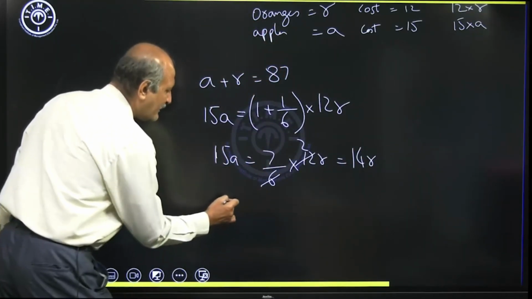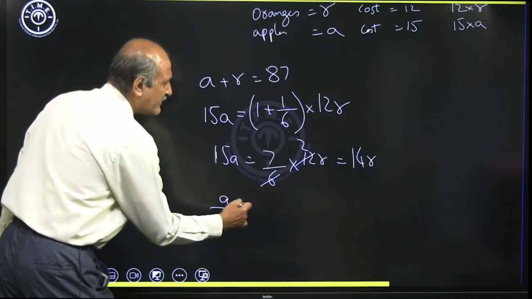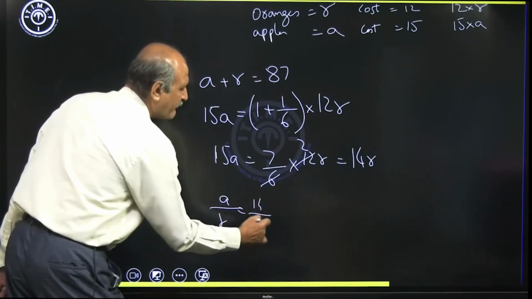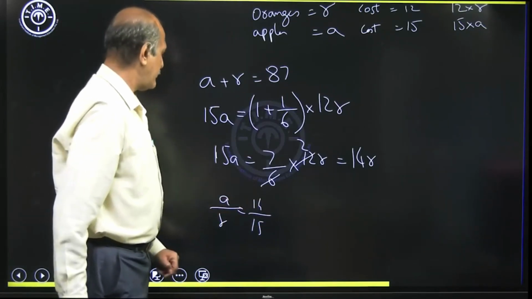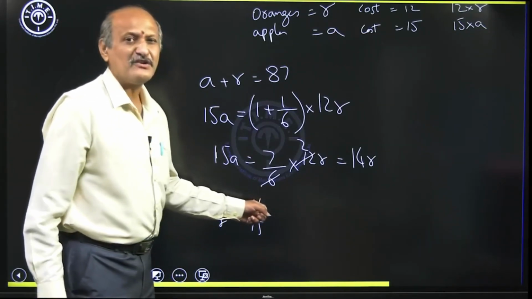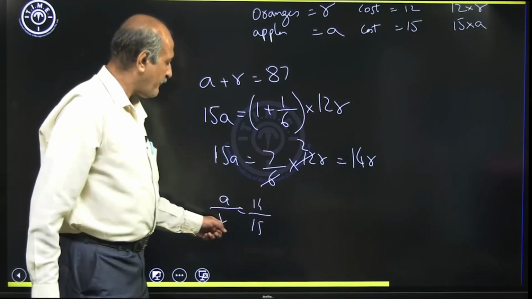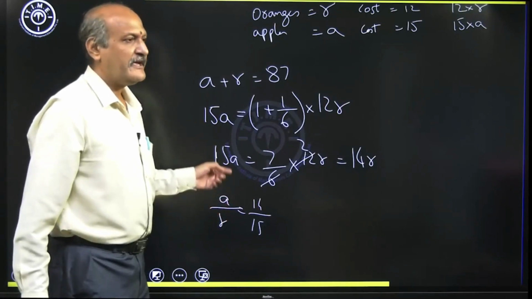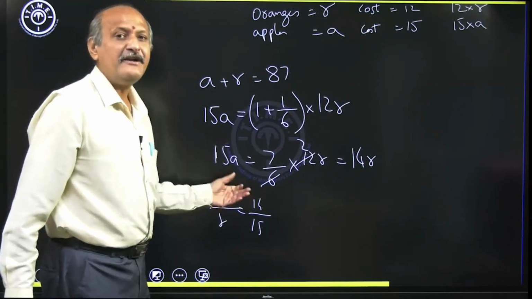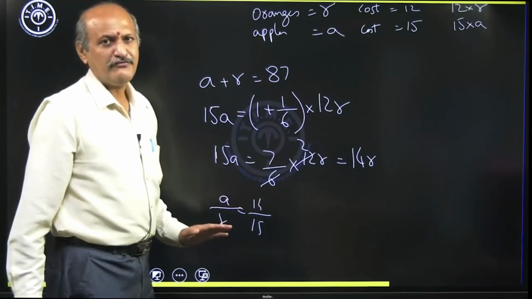So now what do we get? We are getting A by R is equal to 14 by 15. What does it mean? The number of apples purchased is a multiple of 14, and the number of oranges purchased is a multiple of 15 here. You can also tell it this way, that the ratio of the number of apples and oranges purchased is 14:15.